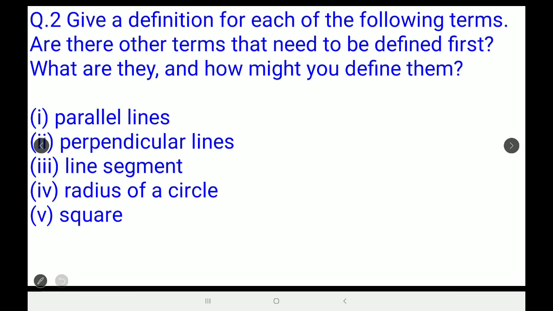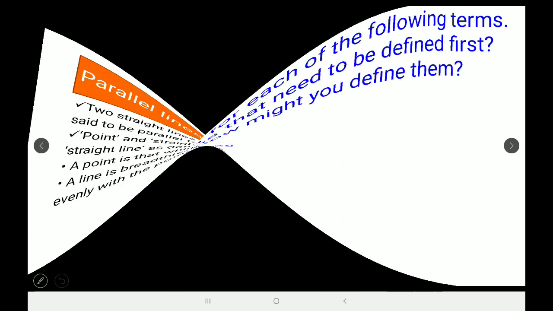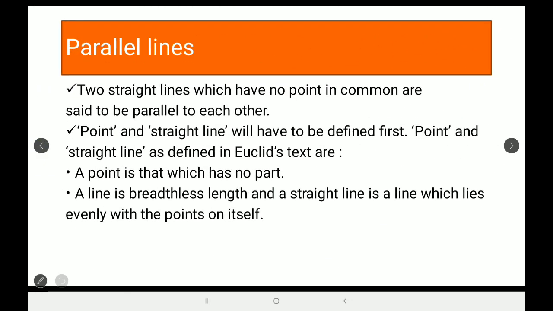Give a definition for each of the following terms. Are there other terms that need to be defined first? What are they and how might you define them? We have to give a definition of these words. First one is parallel line. So the definition of parallel line: two straight lines which have no point in common are said to be parallel to each other. Like this.